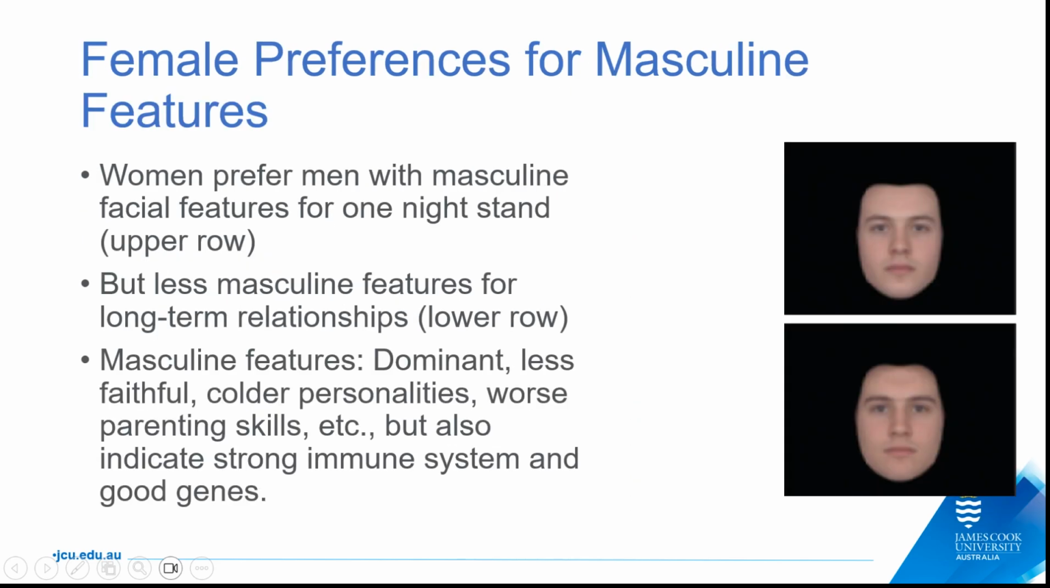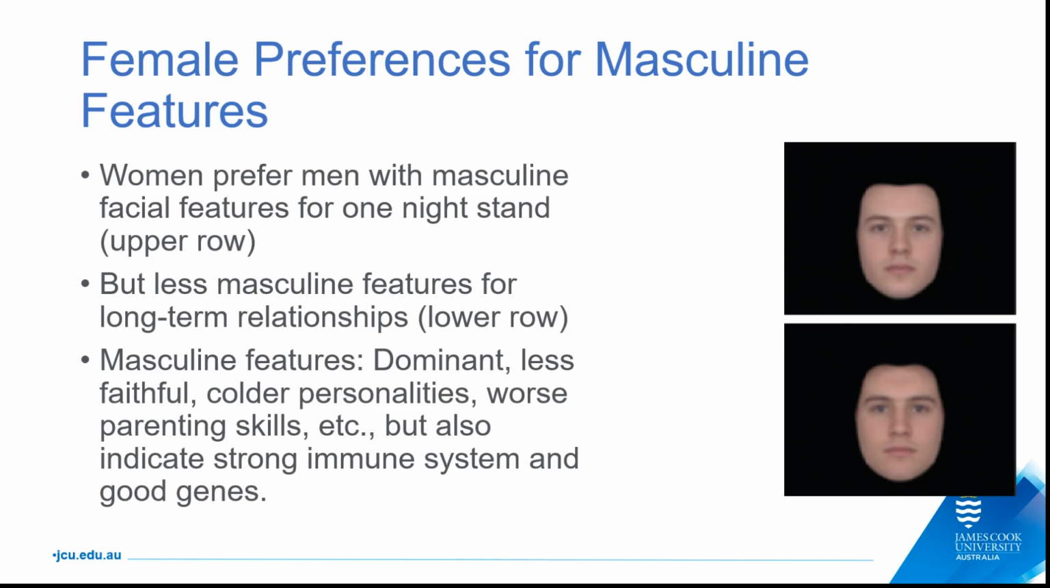And this is also a very popular social psychology finding. I'm sure that a lot of you know this, for those of you who attended social psychology. This study has been replicated, I think. Women prefer men with masculine facial features for a one-night stand. That's the upper row on the right. But less masculine features for long-term relationships. The lower row doesn't really look different to me, to be honest.